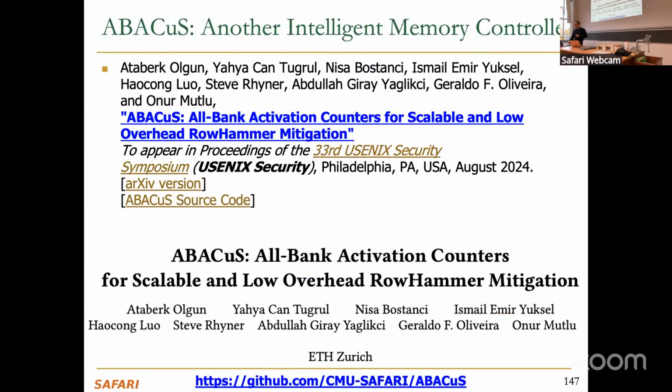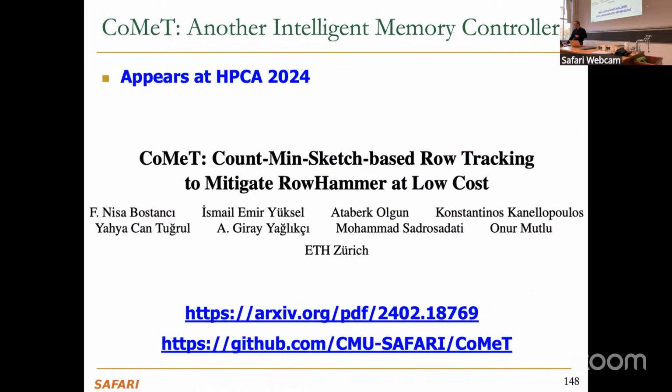There are more intelligent controllers that we have designed. Abacus, which Ataberk designed. It's at Usenix Security last year. Maybe he will present at some point, but we don't have time to talk about it. But there are insights in these papers. For example, here the goal was to have very low overhead mitigation, and Ataberk keeps track of activation counters for a given bank, all banks in an aggregated manner. You can read the paper for more detail, but this takes advantage of the access patterns to memory that happen in most programs. This is Nisa's work. Where did Nisa go? Okay, she's in the back.